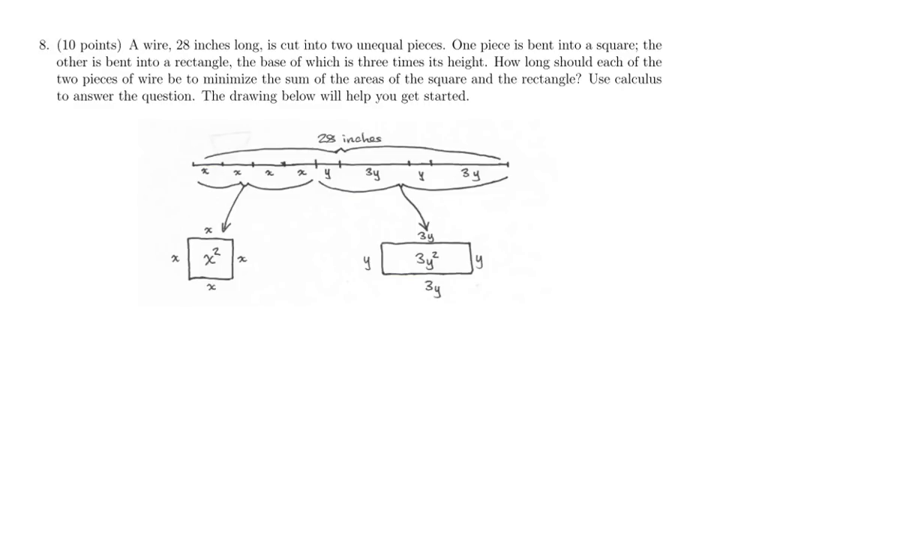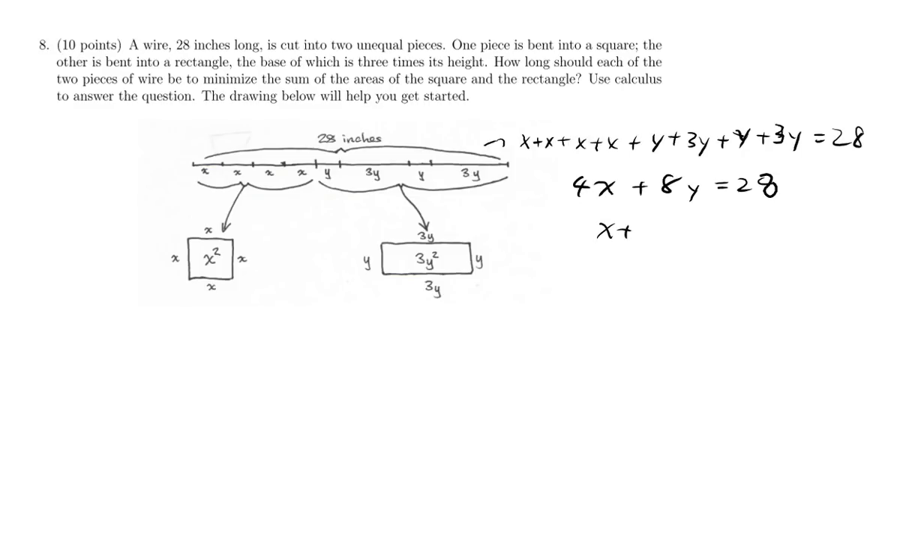Okay, so this picture here seems to indicate that you have x plus x plus x plus x plus y plus 3y plus y plus 3y equal to 28 inches. All right, how many x's are there now? That's 4x, and then 1 plus 3 plus 1 plus 3, that's 8y. They have to add up to 28. Let's simplify this. I can divide everything by 4, so x plus 2y should equal 7. So that's the relationship between x and y.